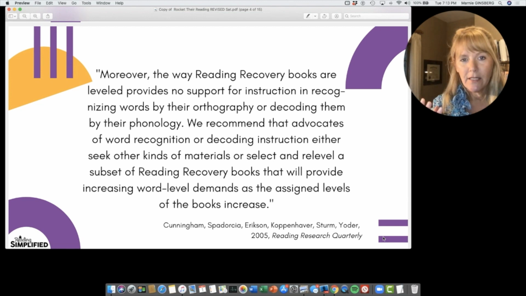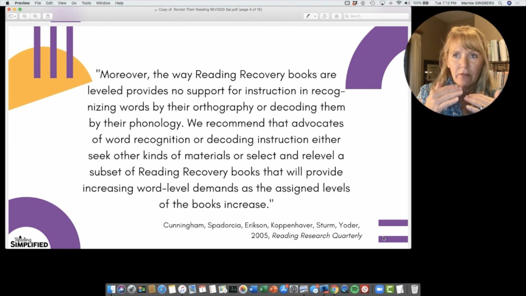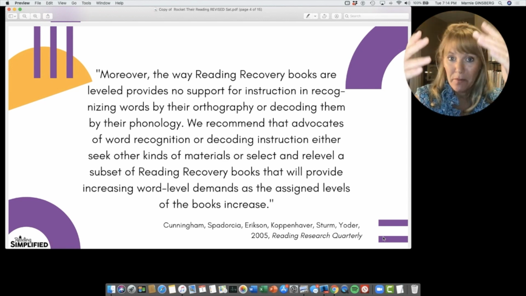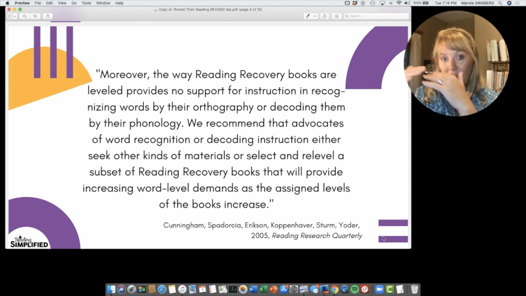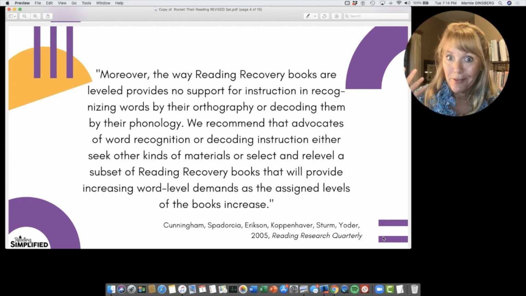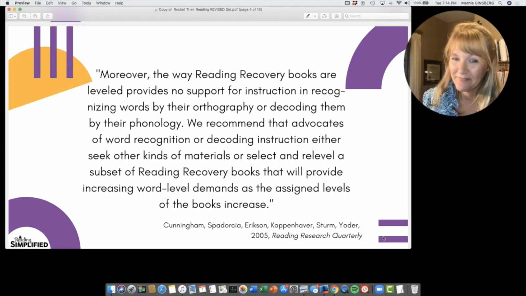So what they're saying is that the levels don't really reflect developing word recognition skills, and that even though in that model that we saw earlier, word recognition is built upon sound-based decoding, and that's what builds up fluency and that's what builds up comprehension. But if the levels don't align with that type of development, it's really hard for us to know as teachers what to teach. Are you following this?